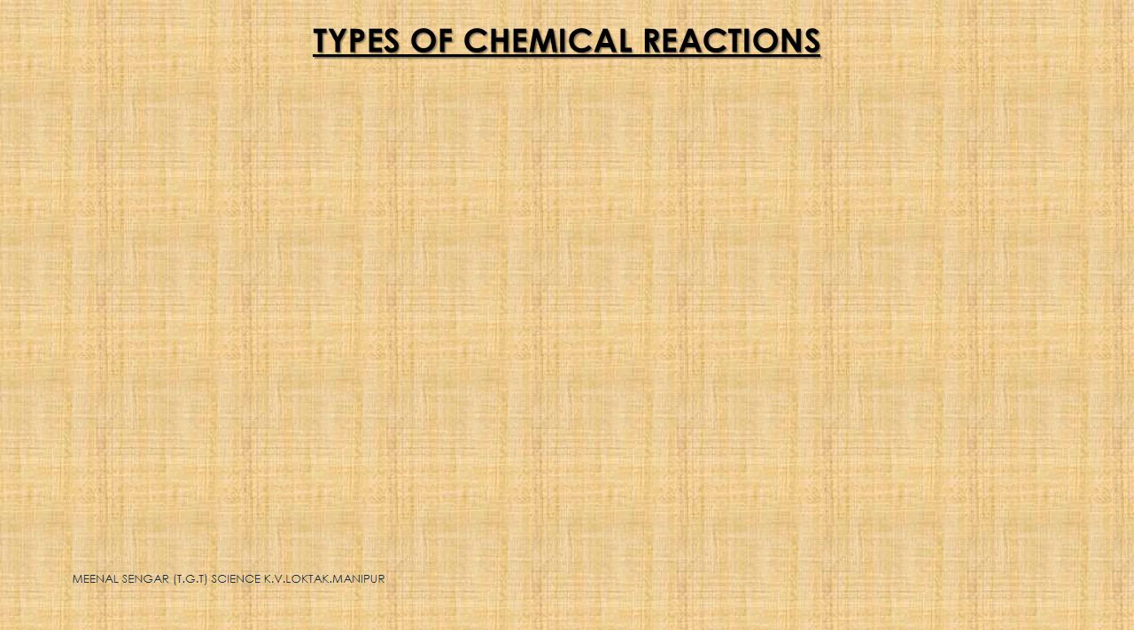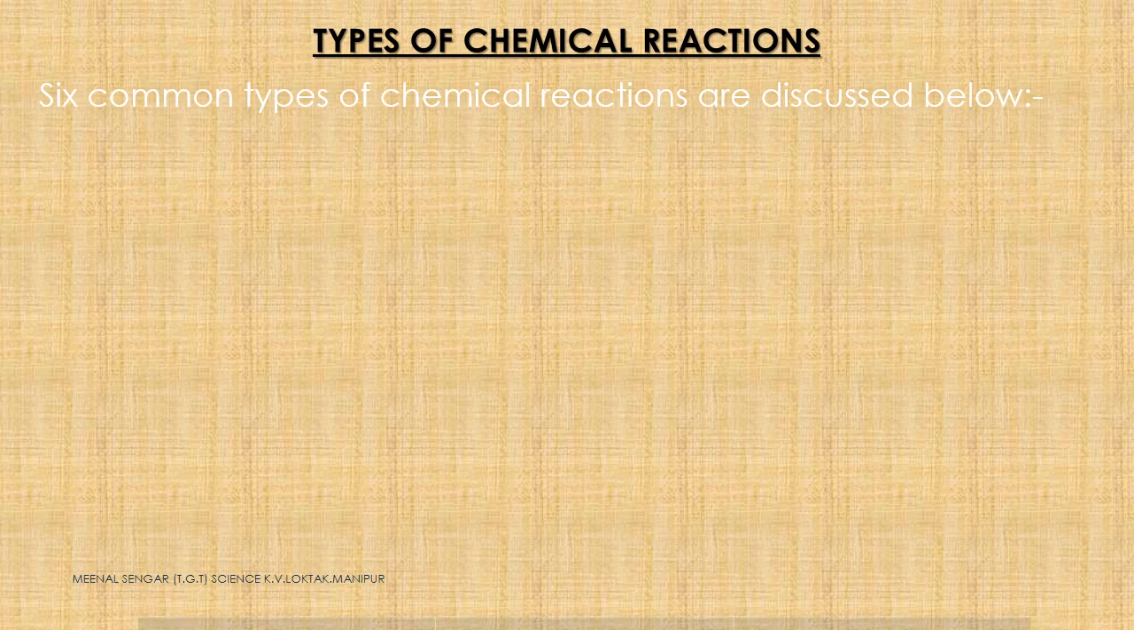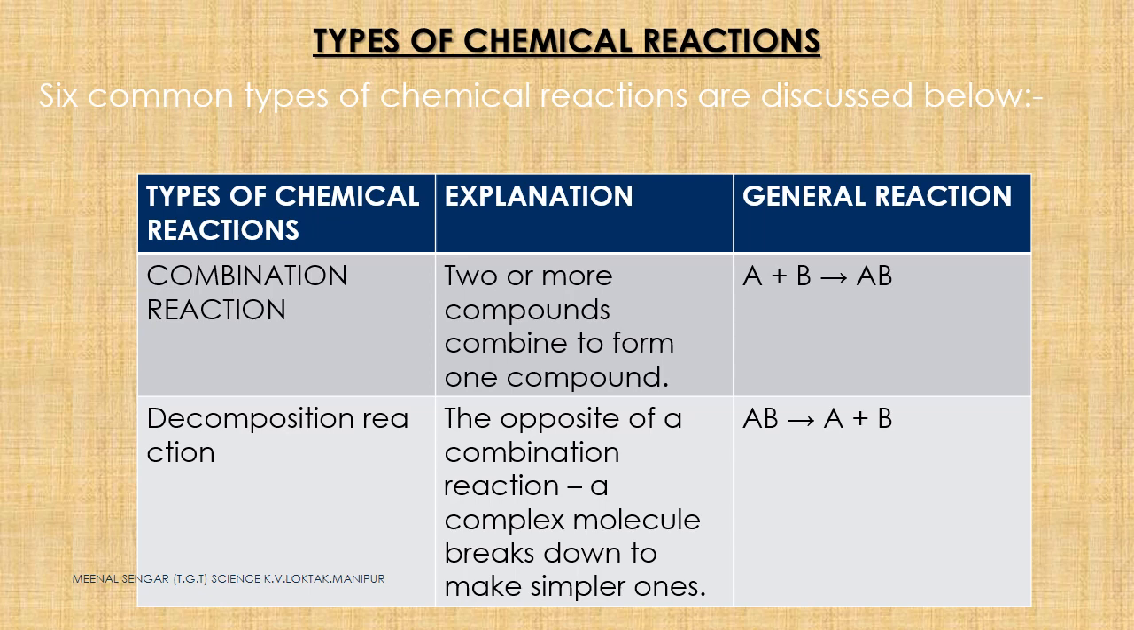So we start with the first topic: there are 6 common types of chemical reactions and 2 special categories. That means 6 are common and 2 are uncommon. The basis of classification of those 2 is entirely different. That means a total of 8 types of reaction we are going to study. Let's take a glance at this table.